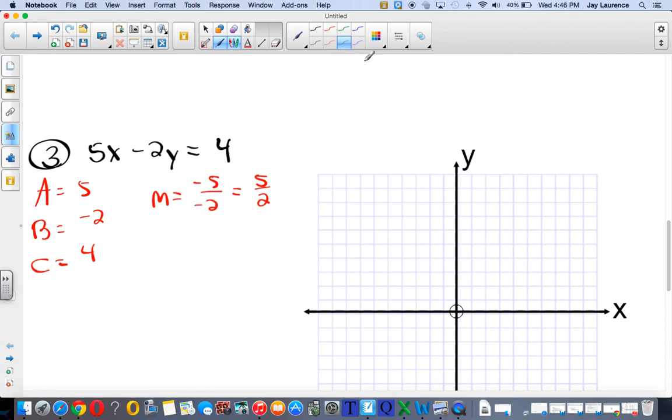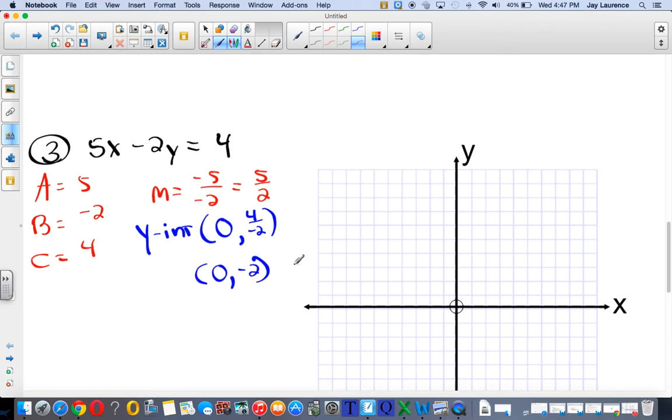Now, the x-intercept's kind of ugly. I don't think I'm going to find the x-intercept because I'm going to divide 4 by 5, and I'm going to get a fraction, and it's harder to graph 4/5. So I'm going to go looking for the y-intercept. So the y-intercept is going to happen at 0, and then I'm going to do C divided by B. C divided by B would be 4/2, which is better said as 0, -2.